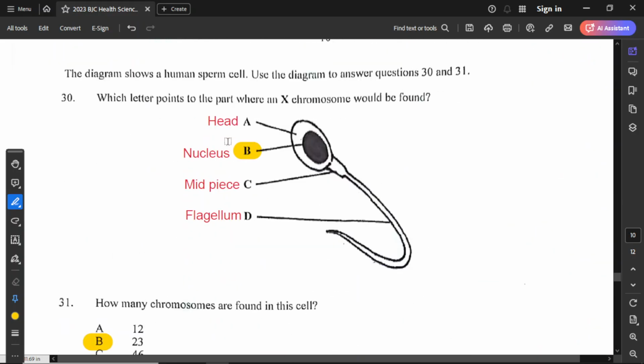All right, and for question number 30, a diagram here now shows a human sperm cell. Use the diagram to answer questions 30 and 31. So for 30, it asks which letter points to the part where an X chromosome would be found. And chromosomes generally, regardless of which chromosome it is, are found within the nucleus. So the nucleus is the correct answer right here, which is B. We also have the entire structure right here called the head. We have the midpiece, and the midpiece contains a lot of mitochondria that provide energy for the tail to swim. We have D, which is the flagellum, also called the tail.